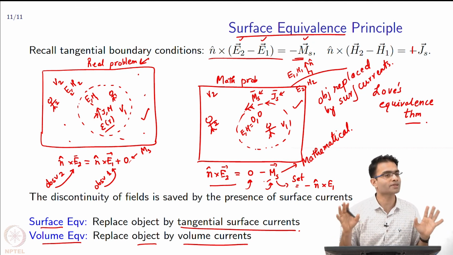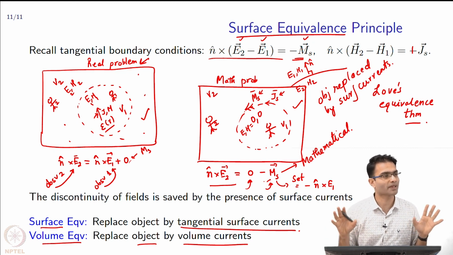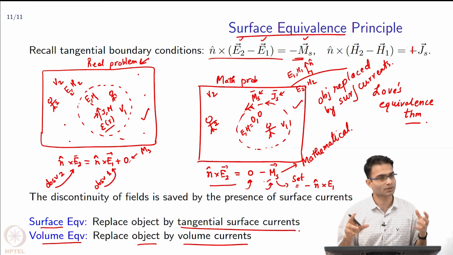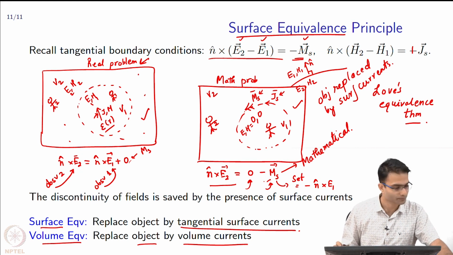What is the main objective? As I mentioned once again earlier, we want to reduce pain in calculations. So, we will construct these equivalence principles such that the problem becomes easier to solve. Okay. So, that is the idea behind the surface equivalence principle.